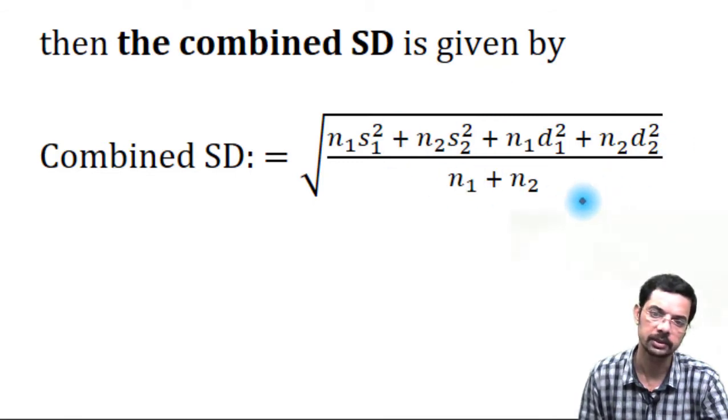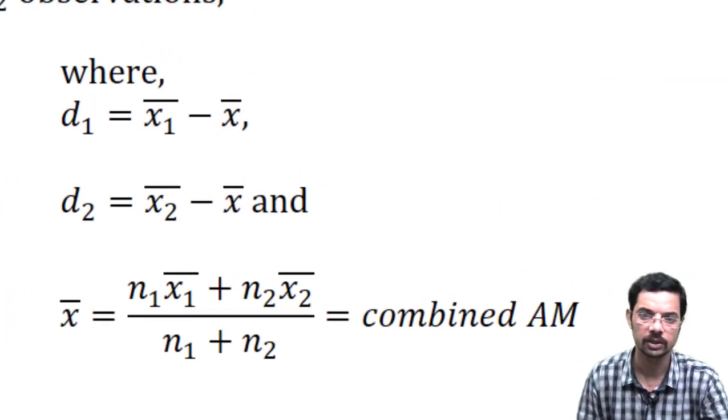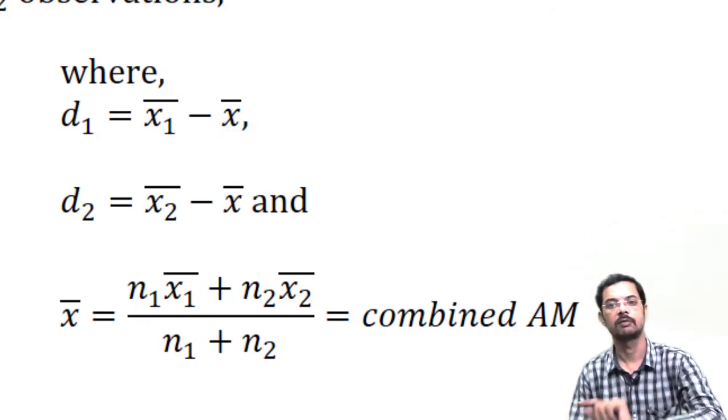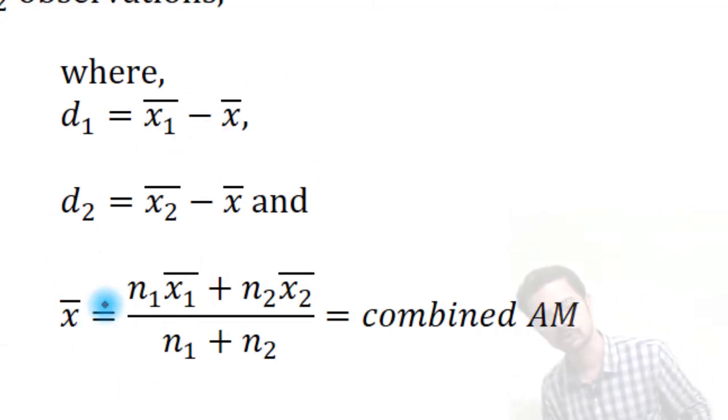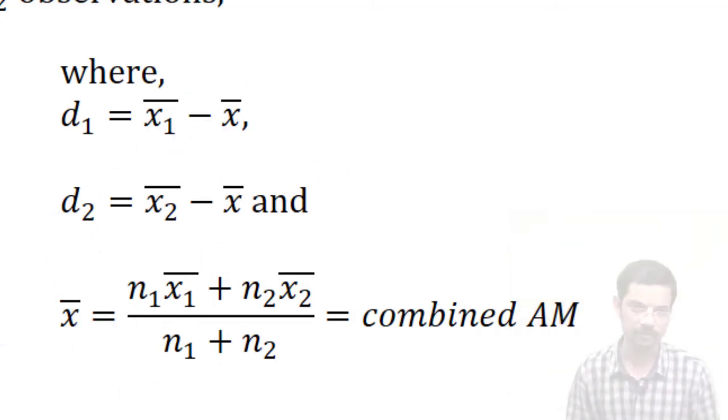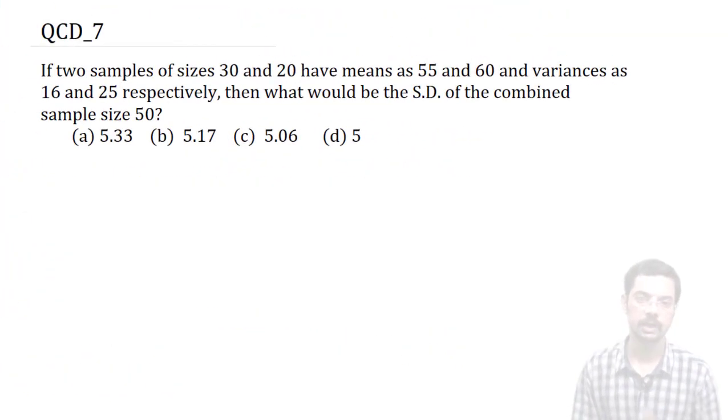Okay, divided by n1 plus n2. Here what is D1 and what is D2? They are deviations of the individual means from their combined mean, where x bar is the combined mean. We need to find out the combined mean also. So that is what we need to find out first. So first let us do the calculations.